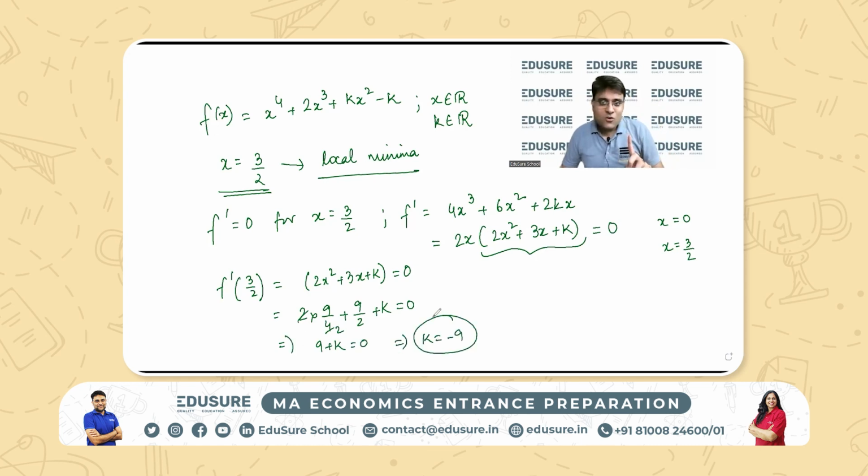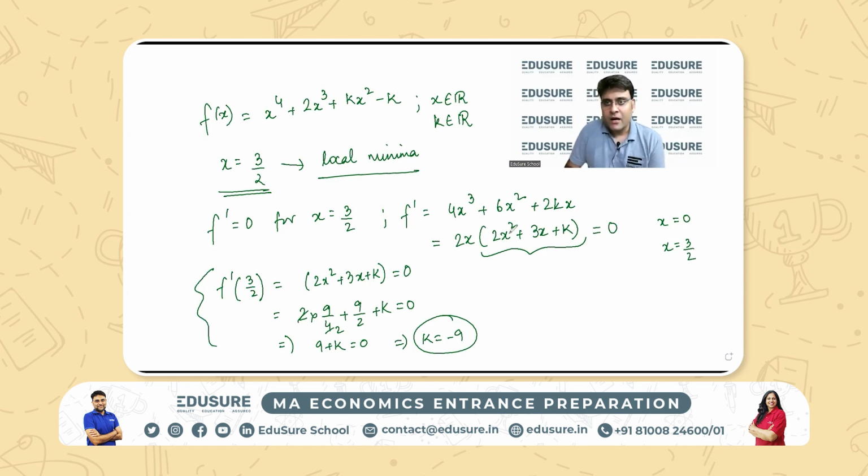Agreed? Anyone who has not got k is equal to minus 9, you would have only made a calculation mistake. Okay? Because this, I think, around 90% of you have got. Right? Okay? k is equal to minus 9. Ye padav tak aapko samajh mein aaya hai. Okay? k is equal to minus 9. You are with me till here.